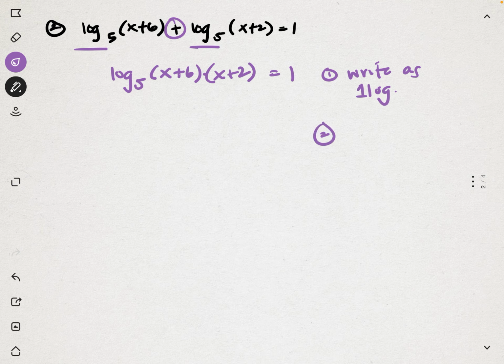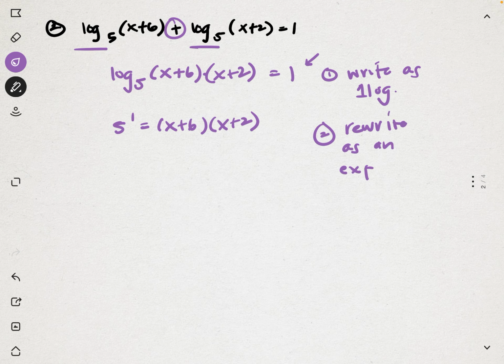because we don't have the logs on both sides, we're going to rewrite this as an exponential. So remember, the base is 5, and it's always equal to the exponent. So we can say 5 to the first power, because that's what log means, is equal to x plus 6 times x plus 2. So rewrite as an exponential. And we practiced that earlier in the unit. Okay, once we have this, we're just going to simplify this stuff up.